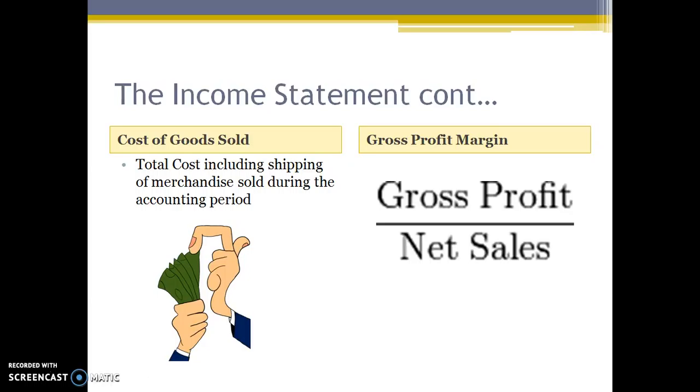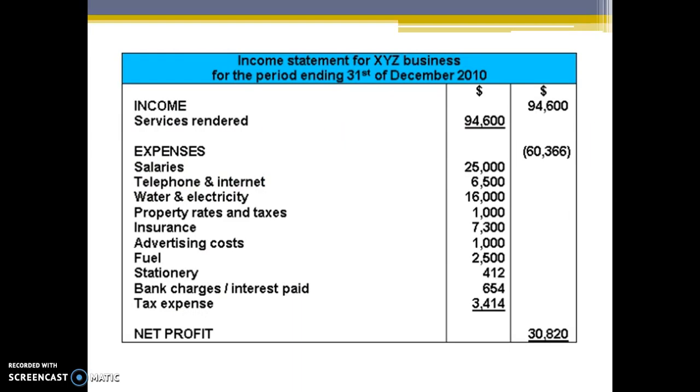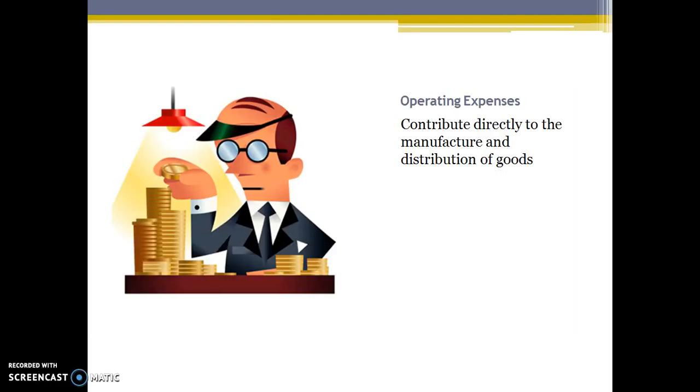Cost of goods sold is the total cost, including shipping, of merchandise sold during the accounting period. The gross profit margin is divided by net sales. Here's an example of an income statement for a basic company. We have income and expenses, which equals the net profit. What are operating expenses? They contribute directly to the manufacture and distribution of goods.